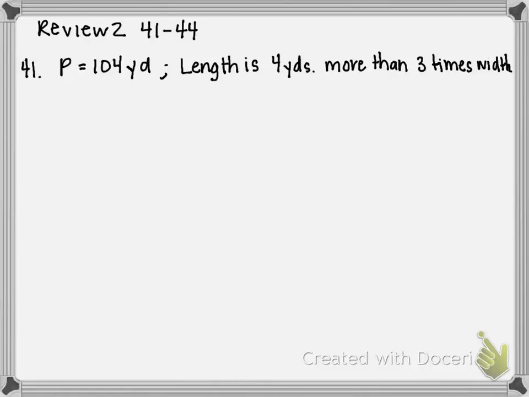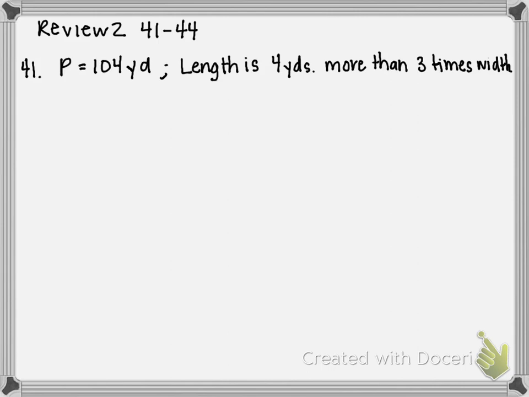So taking a look at the last 4 problems of our review, 41 is a perimeter problem, and I've written the essentials down here. You should have the word problem in front of you, but you're told that the perimeter of the rectangle is 104 yards, and the length is 4 yards more than 3 times the width. So we do need to know our perimeter formula.